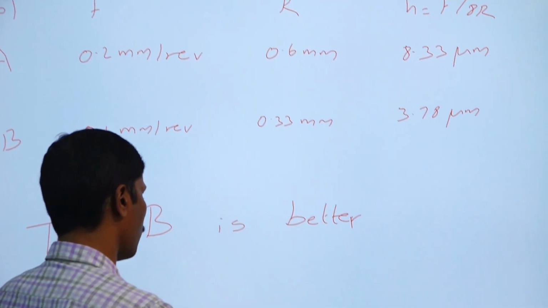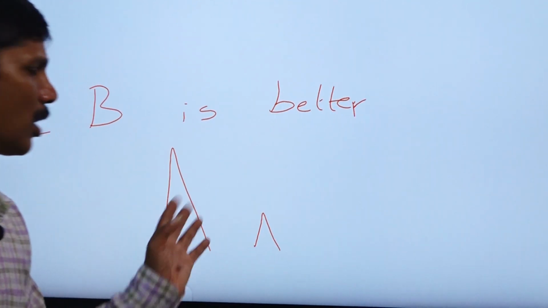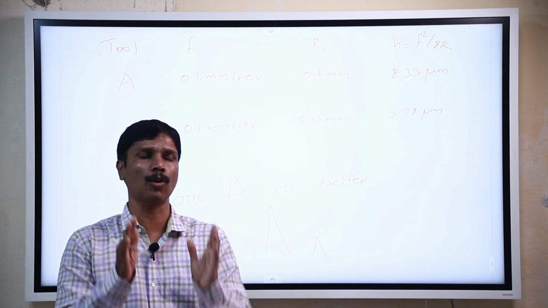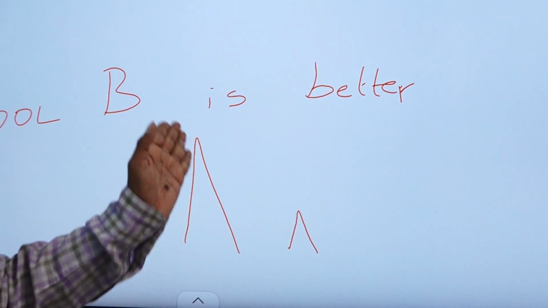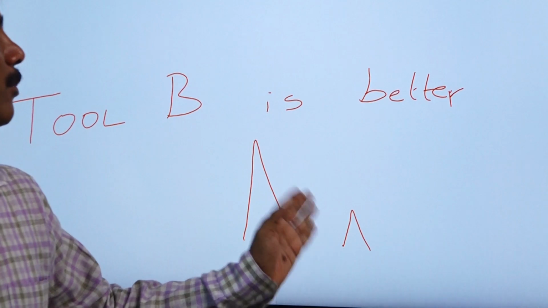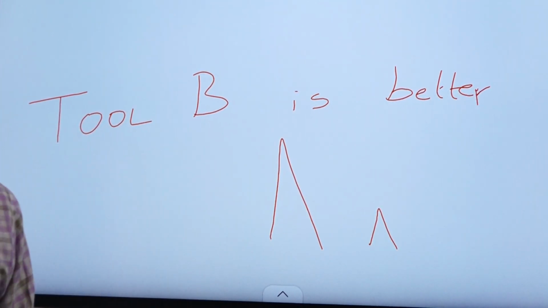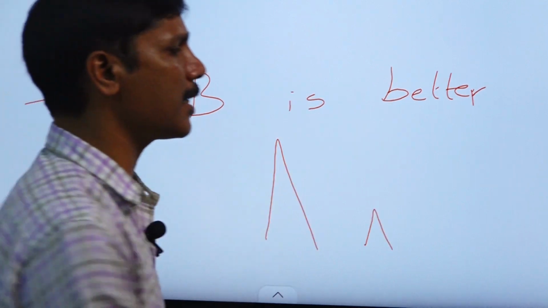If it is maximum it will look like this, and if it is minimum it will look like this. When you observe under the microscope, a larger peak to valley height means the surface finish is poor, and a minimum peak to valley height means the surface finish is good. So we opt for tool B. We decided that tool B is better.